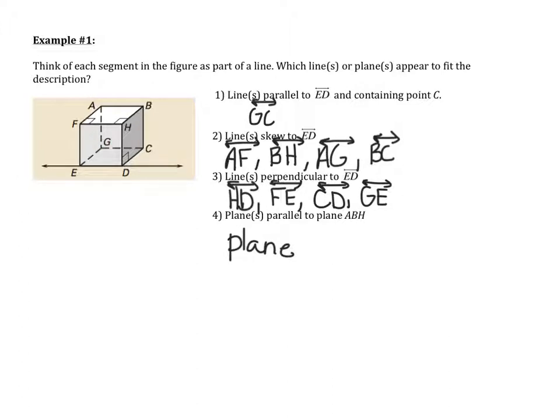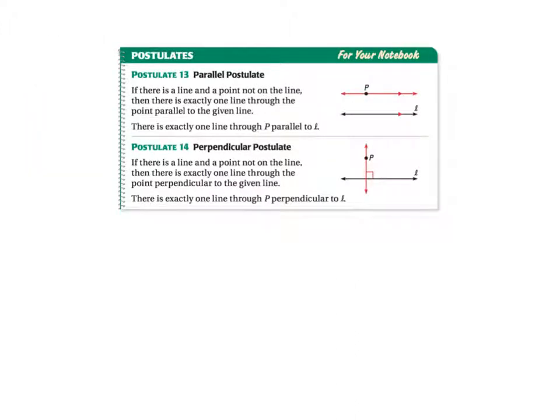Let's just pick out G, E, D. And there we have it. That's example 1 for you. Next, we have 2 more postulates.